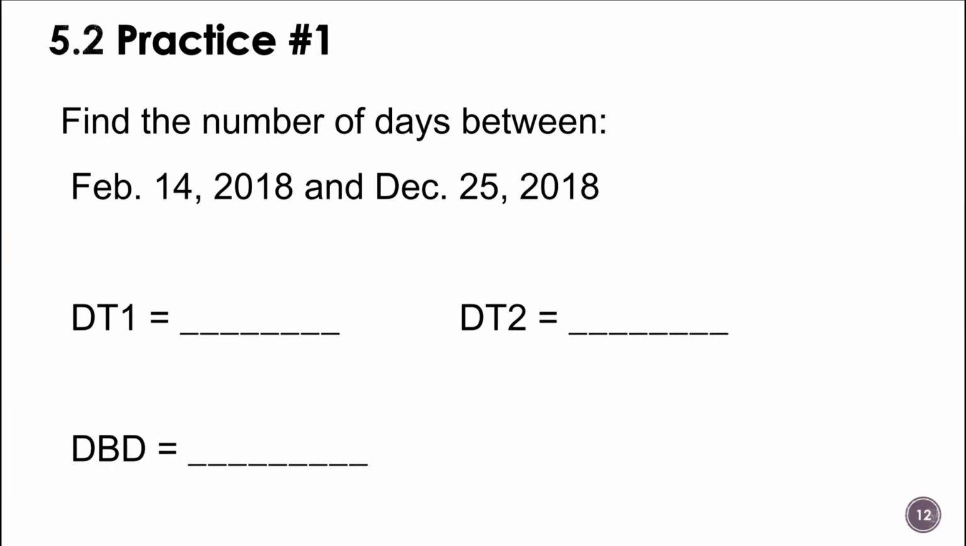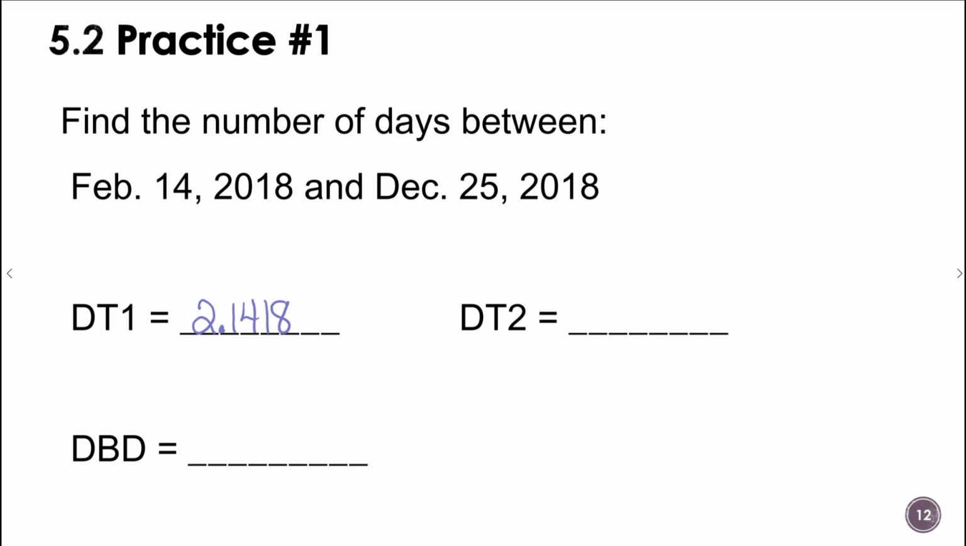And then on the next one, find the number of days between February 14th of 2018 and December 25th of 2018. This would be the same for every year except a leap year. So if it's a leap year, it would be an extra day that we put in there. But to put in February, that's the second month, so it's going to be 2.1418.